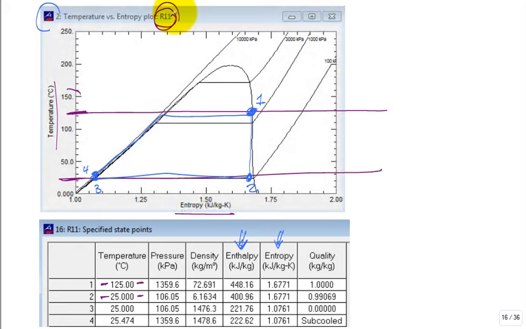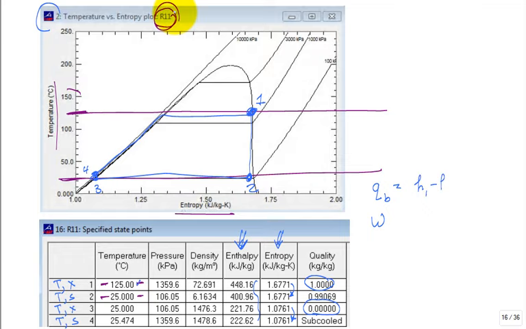And I would then say, okay, I fix state 1 by temperature and quality. I fix state 2 by temperature, entropy. I fix state 3 by temperature, quality. And fix state 4 by temperature, entropy. And now I have all these enthalpies, so I could compute the specific work and the specific heat transfers in the boiler. Wouldn't that be H1 minus H4?